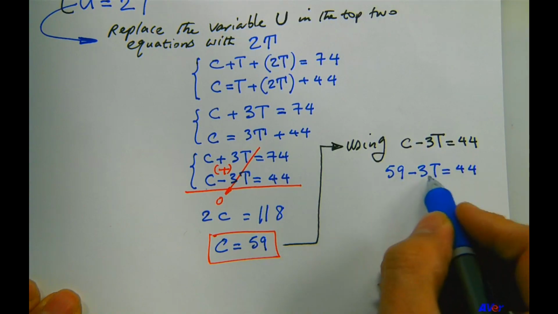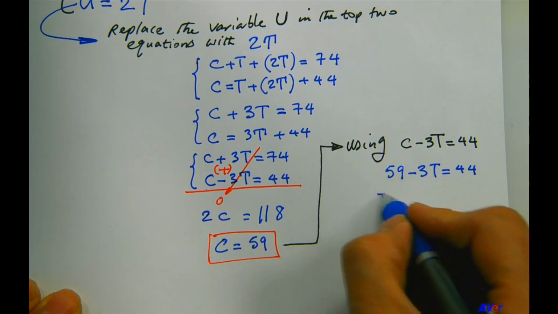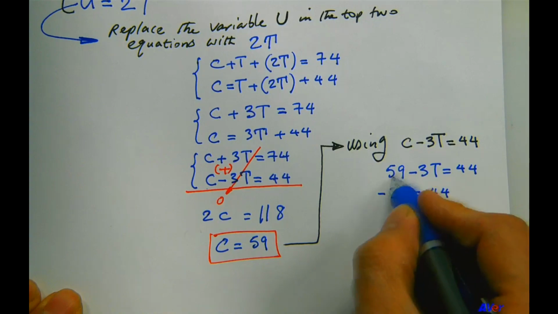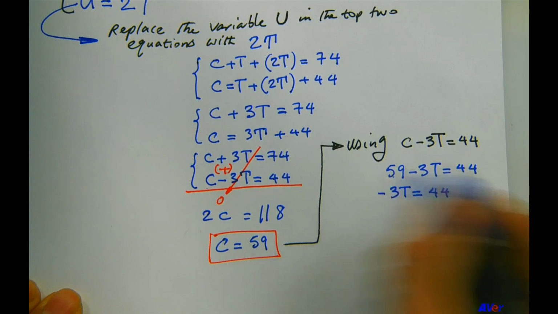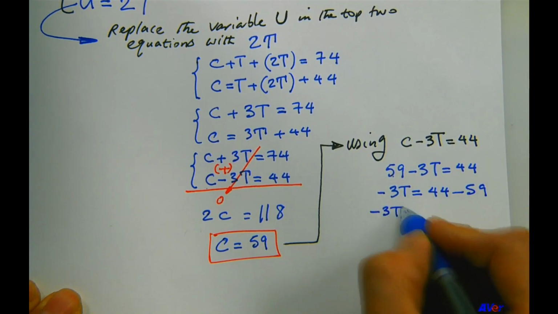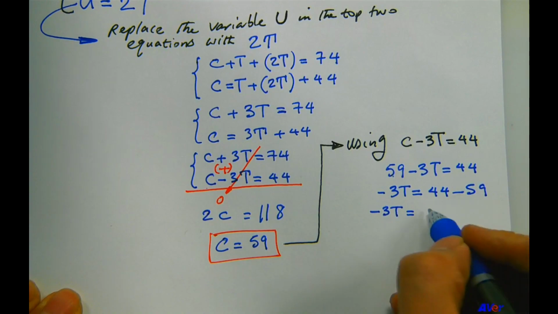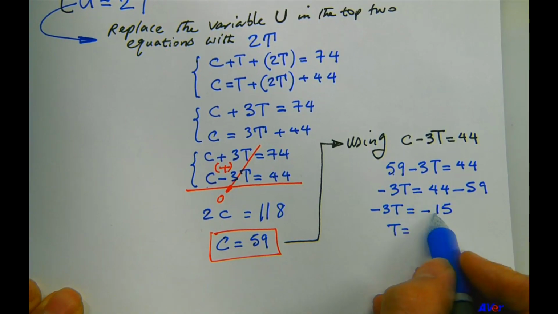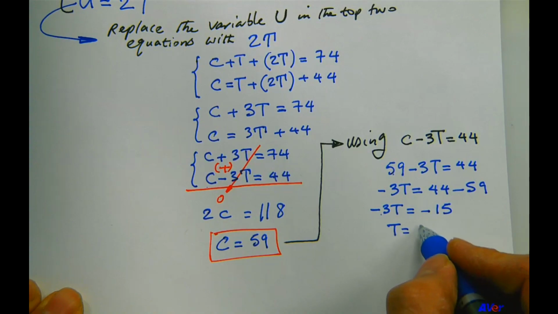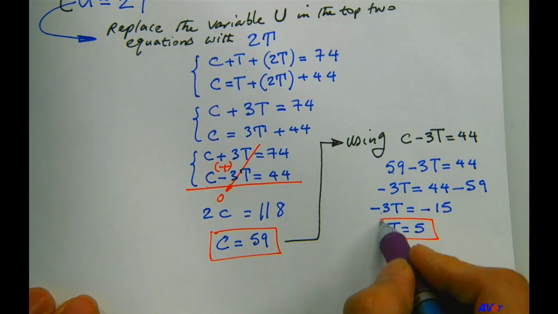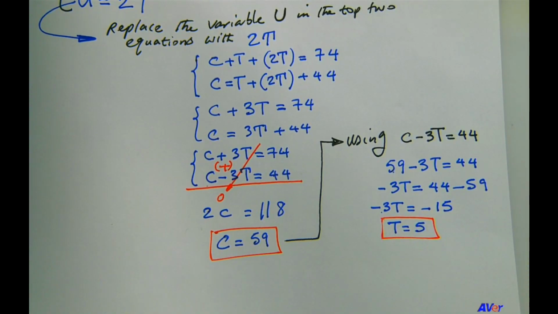So let's solve for t here. We have minus 3t equals 44. Move the 59 to the other side. It was positive on this side. When you move it, it becomes negative 59. So we have minus 3t equals minus 15, right? And for Turkey, negative 15 divided by negative 3 is positive 5. So Turkey produced, in that same year, 5 billion tons of apples.